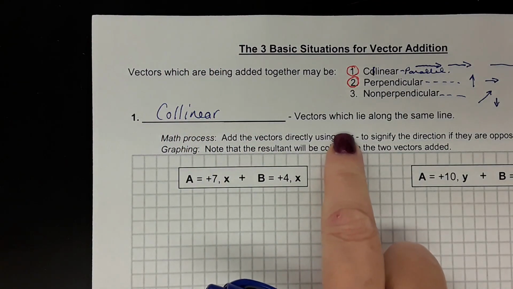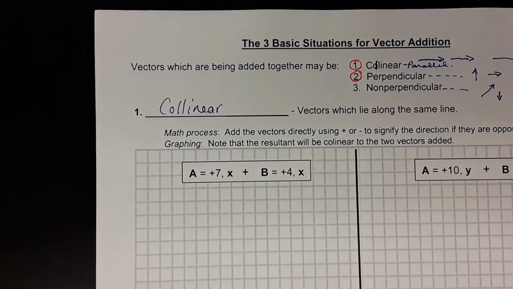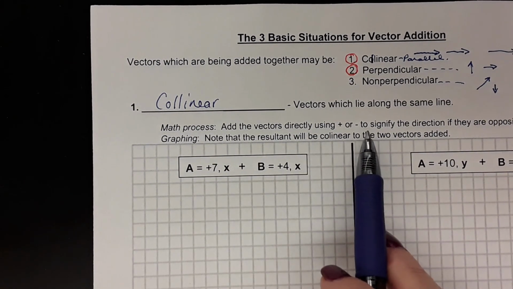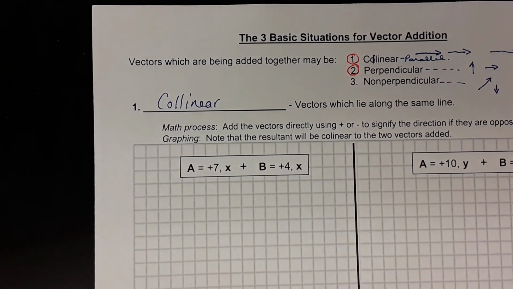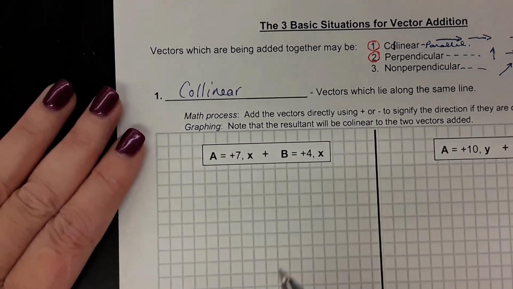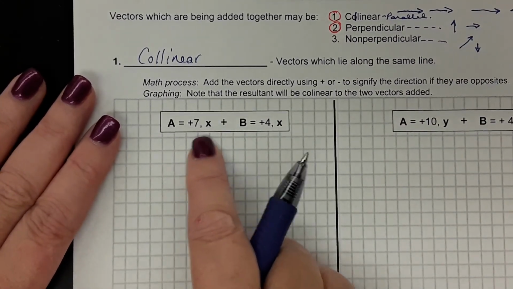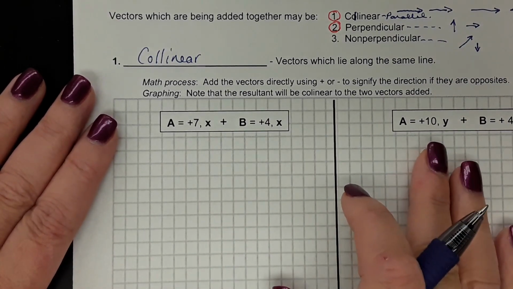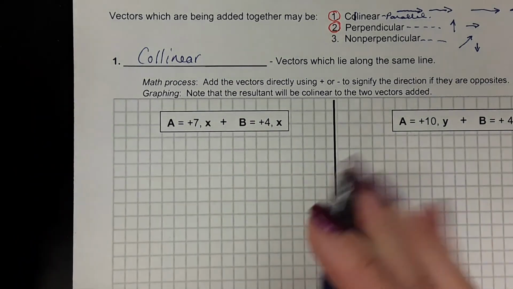Collinear vectors are vectors that lie along the same line, okay? So, the math process we're going to use is either to add them or subtract them to signify the direction, and the resultant will be collinear to the two vectors you added also. Now, for our purposes, if it's okay with you guys, we're going to forego using units right now. We're just going to deal with pure math, if that's okay. Then we'll add in some physics with units in a little bit. But for right now, let's just work with the math.